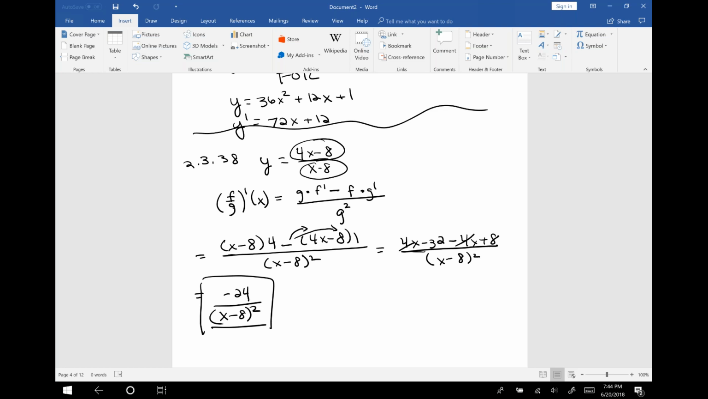All right. So that's 2.4. Yeah, let me know if you find something. So 2.4 then is derivatives of trigonometric functions.